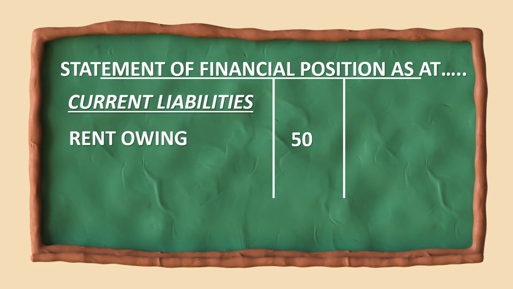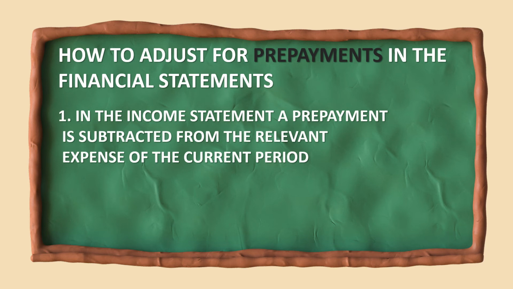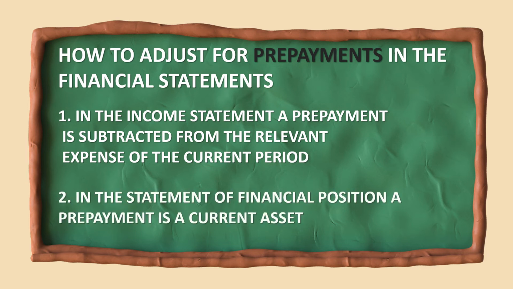Moving on to prepayments. To make adjusting entries for prepayments, in the income statement, a prepayment is subtracted from the relevant expense of the current period. In the statement of financial position, a prepayment is a current asset.